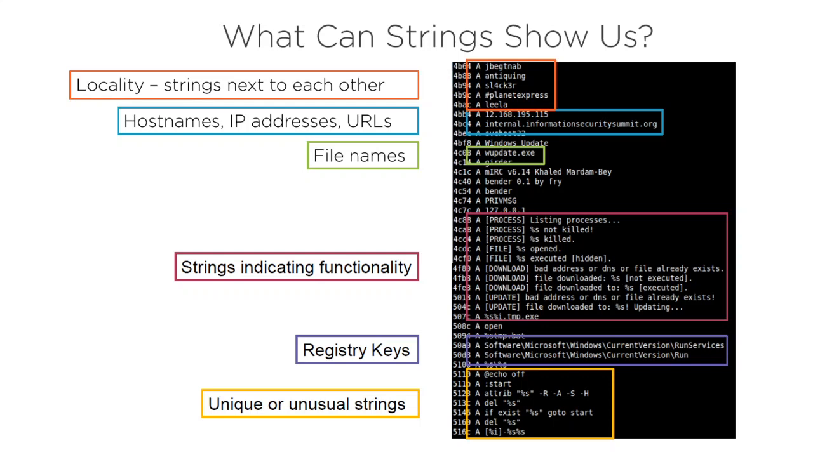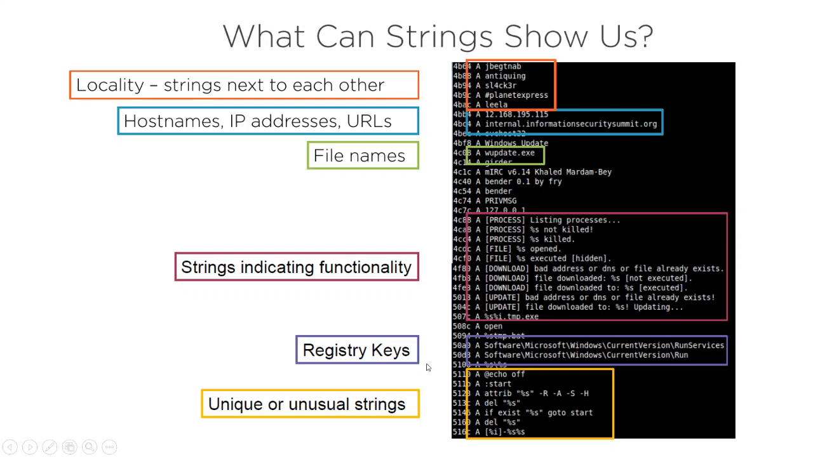File names are very important strings we have to analyze. If I am finding any file name in a particular malicious file as a string, then it has to be noted down, right? Then we have strings indicating functionality. For example, a file is opened, a file is executed, a process is listed, a process is killed, or some file is downloaded. This is all called functionality. So these are strings indicating functionality.